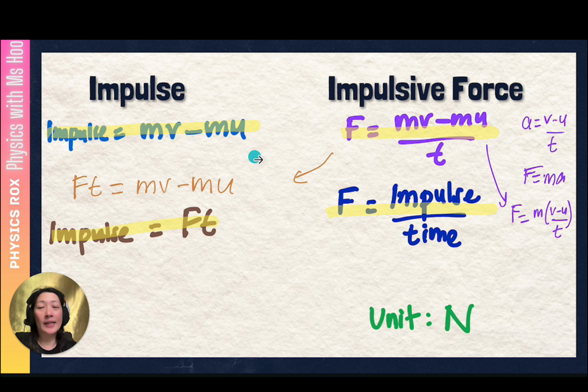For impulse, let's look at the two formulas. The first formula shows us that impulse is a change of momentum. The unit for momentum, as we know from mass times velocity, is kilogram meters per second. Because it's change of momentum, kilogram meters per second minus kilogram meters per second, that's why the unit for impulse is also kilogram meters per second.